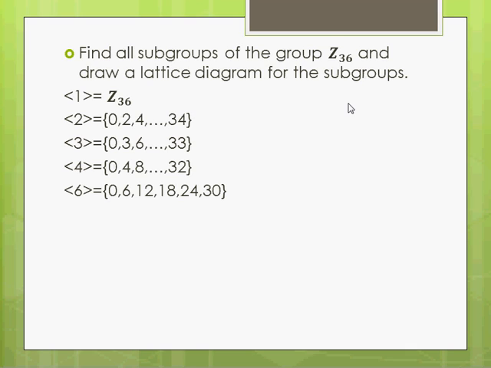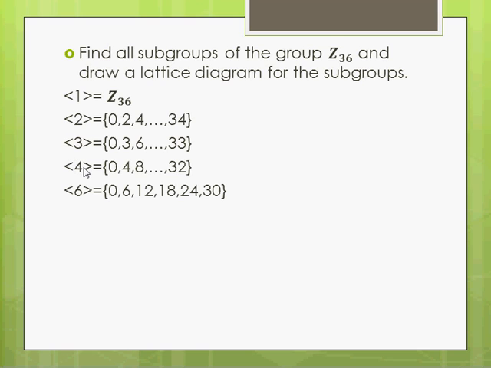Now, we skipped 5. Why do you think we skipped 5? We skipped 5 because 5 is relatively prime to 36. So it's going to generate the whole group. So it's going to be the same as the cyclic subgroup generated by 1. It's going to be the whole group. So we don't need to show that again.